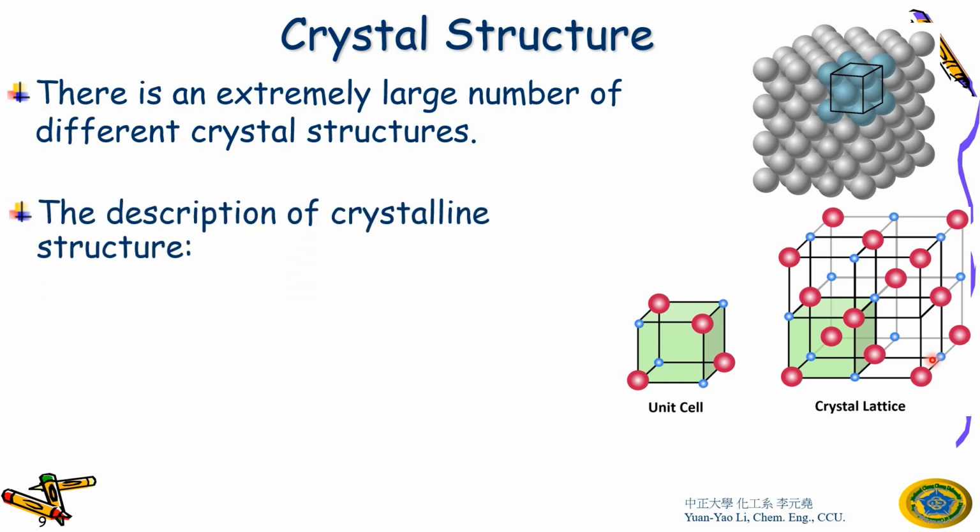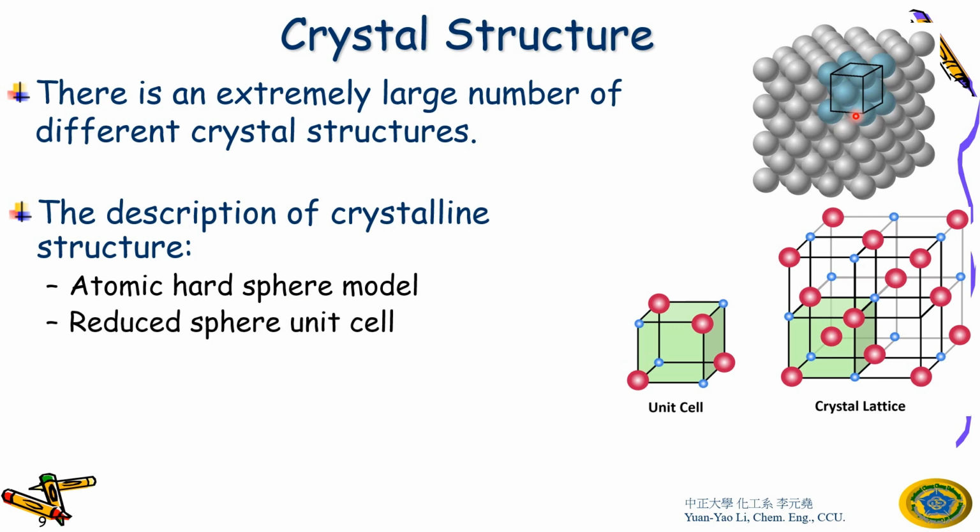So for the description of the crystalline structure, you can use different ways. The first way is the atomic hard sphere model. You have an atom here, and you pack this in a very good order and very close. Another one is called the reduced sphere unit cell. It is called reduced because you reduce the atoms, so you can see something behind, in layer 2 and layer 3, clearly. This is what we call the reduced sphere unit cell.